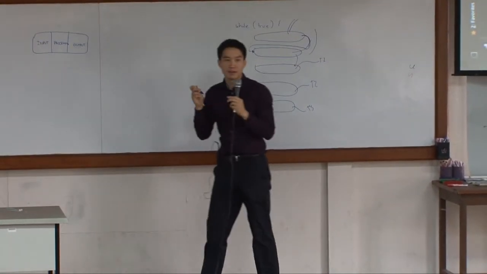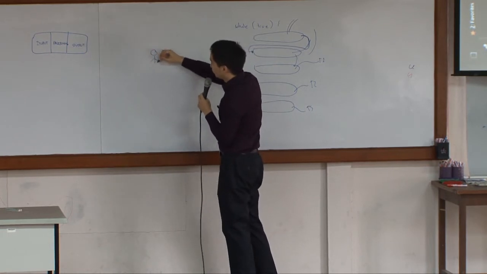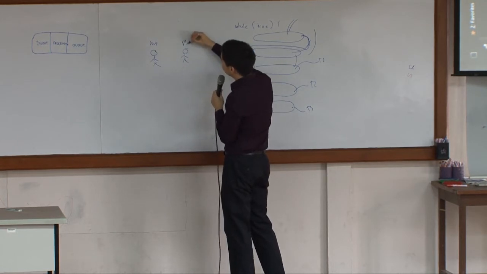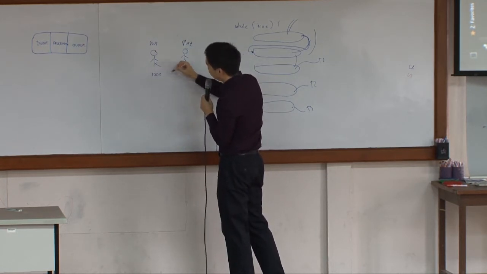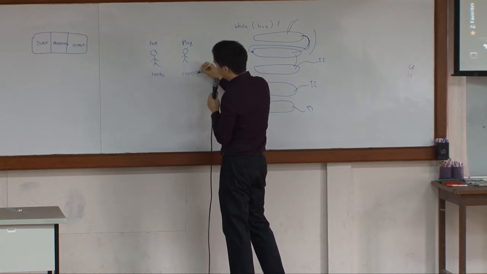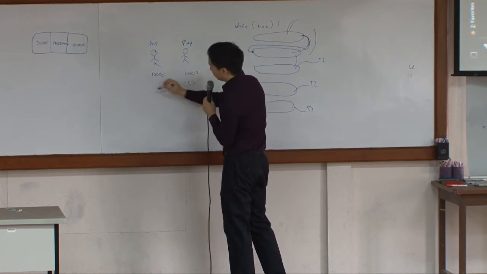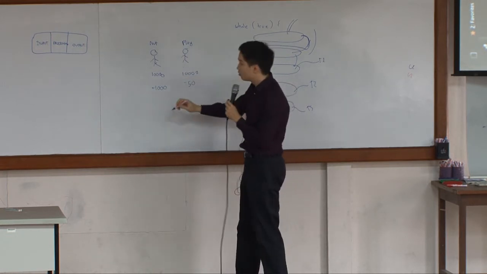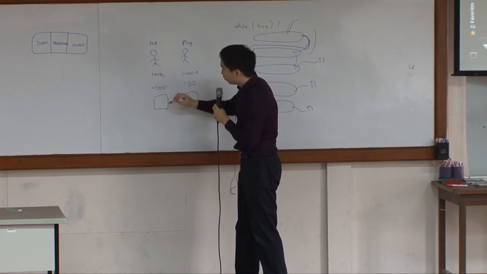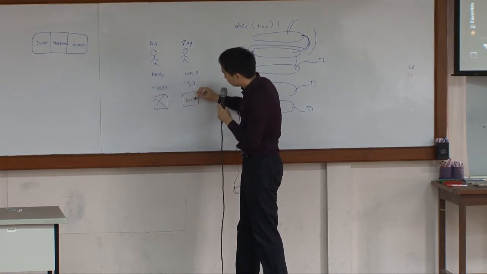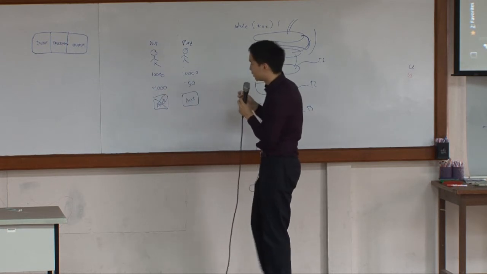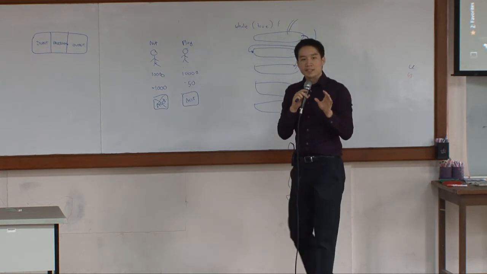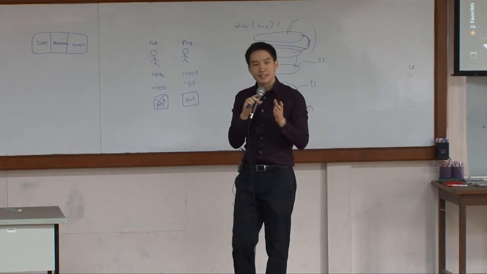So when you think about threads, I want you to think of people, right? You have Nat here and Ploy here, and then they have 10,000 baht in their account. And then she withdraws 50 and he withdraws 1,000. Now, the key that I want to emphasize is that both of these accounts are separate. So because they're separate, my question is this.